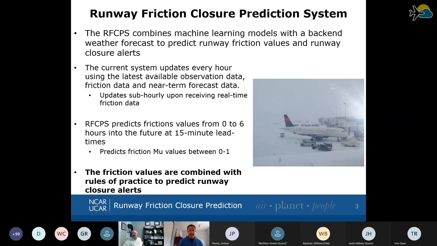So the system itself right now goes from 0 to 6 hours out at 15-minute lead times. It's updated every hour with the very latest observation data and forecast data, and it will actually update sub-hourly if we have real-time data from the airport. And then ultimately, the friction values are combined with rules of practice, and we get some closure alerts for the runway. And that's, like I said, updated every hour or sub-hourly.